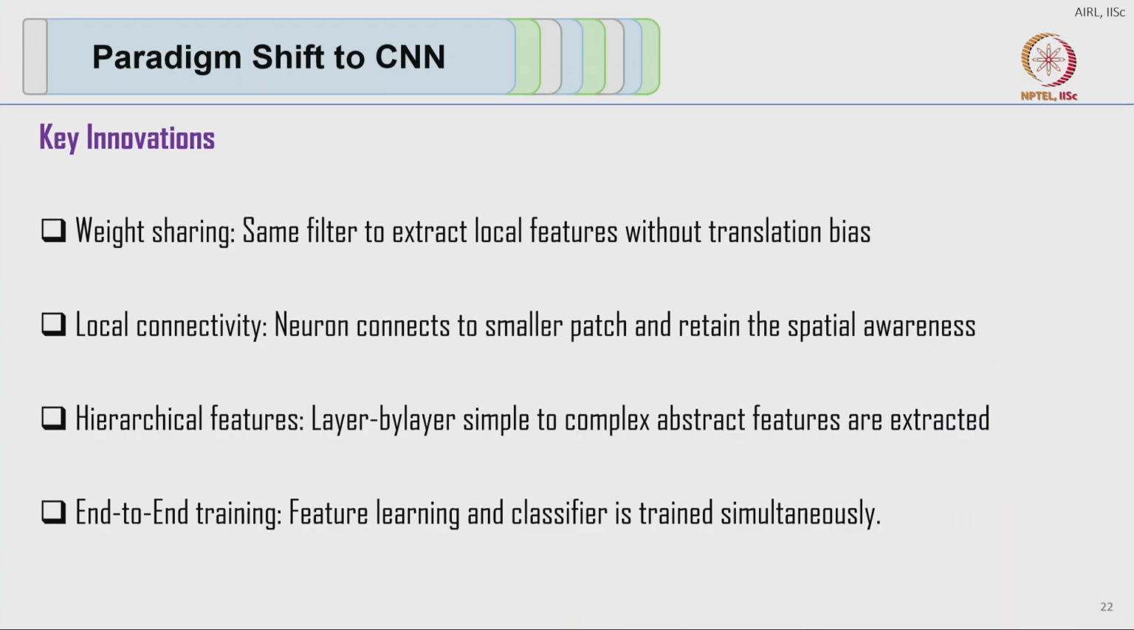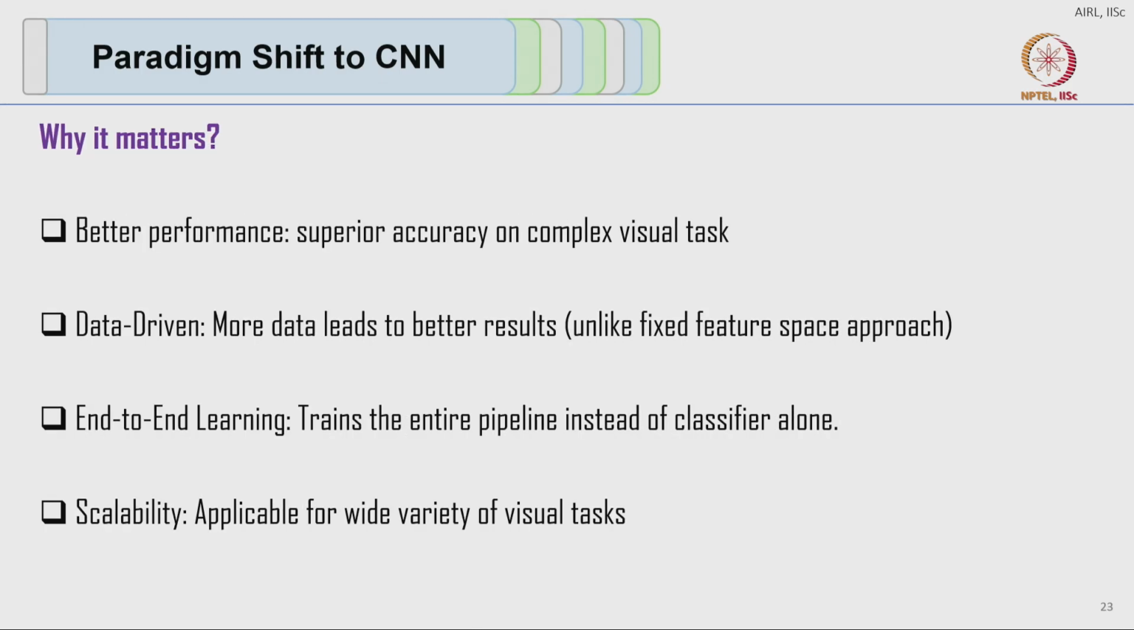We talked about it, right? How the cognitron comes into the picture, where V1 cells, S cells and C cells combine together to help you extract information in a hierarchical fashion, right? Layer by layer, simple and complex abstract features are extracted in this network. So end to end, the feature learning and the classification happen simultaneously. That's the shift in paradigm we are talking about, right? Why it matters.